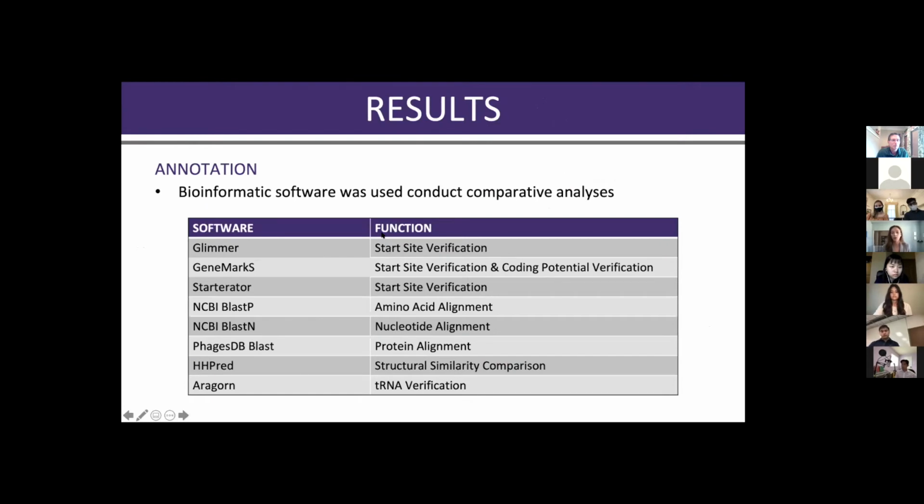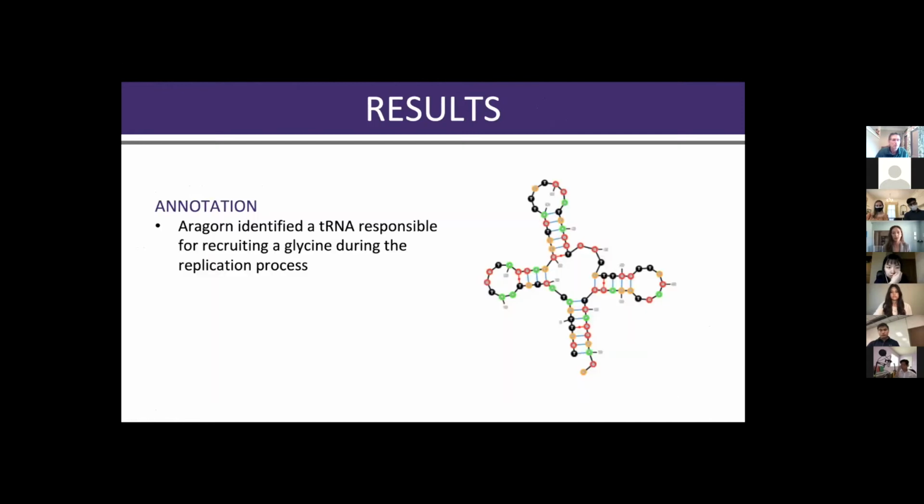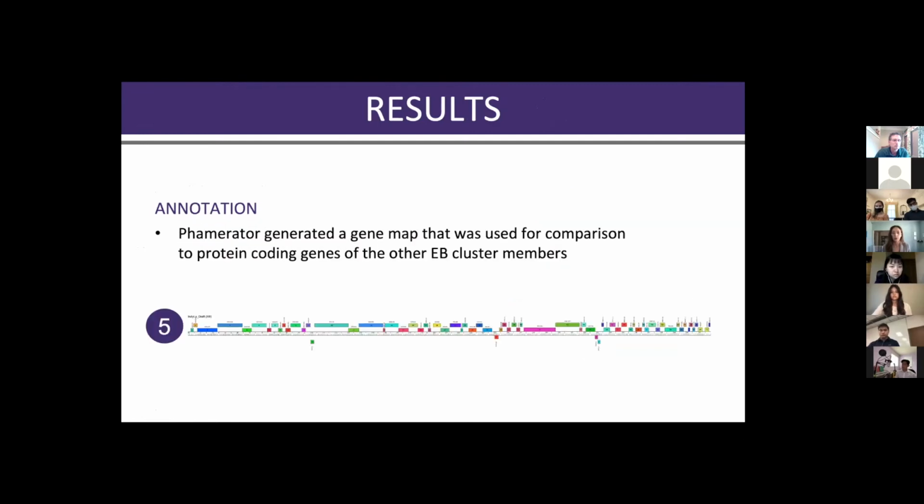Bioinformatics software was used to conduct comparative analyses to assign putative functions to protein coding regions and verify start site and coding potential of these genes. ARAGORN identified a tRNA responsible for recruiting glycine during the translation process, and Phamerator generated a gene map that was used for comparison to the protein coding genes of other bacteriophage genomes.